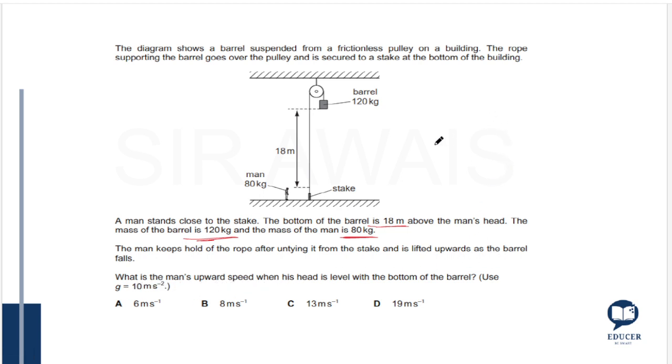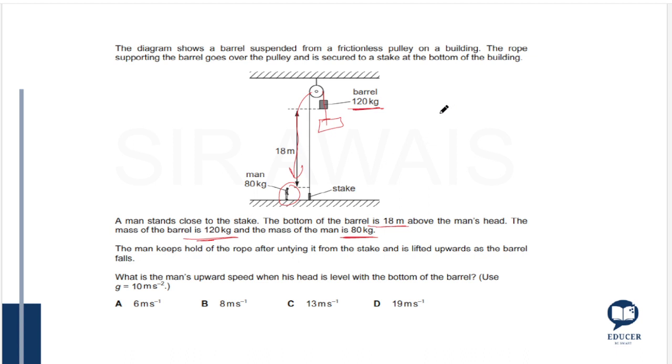Okay. So in the question they are saying we have two things. One is this barrel which weighs about 120 kg, and then on the other side of the pulley we have this person, and this man is 80 kg. Now the question is, if the person holds on to this stake, with which velocity will the person go upward?